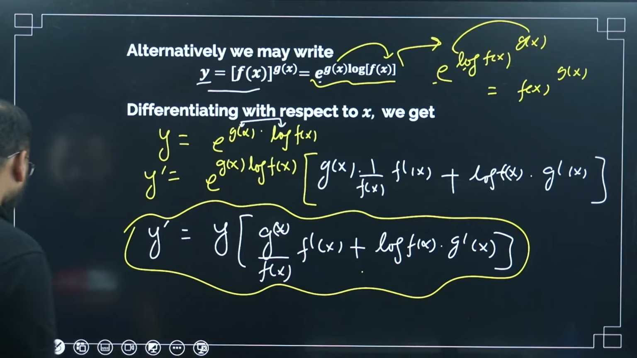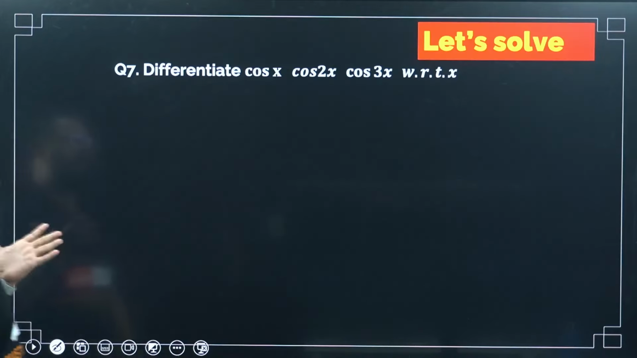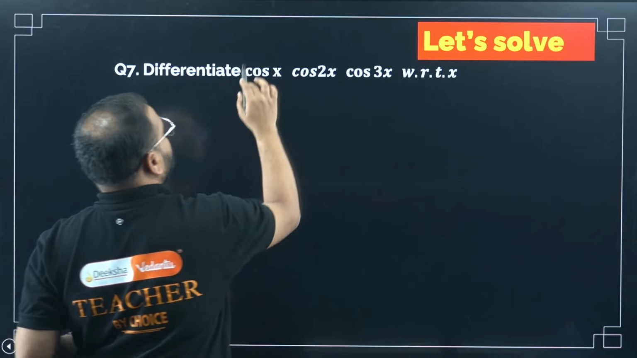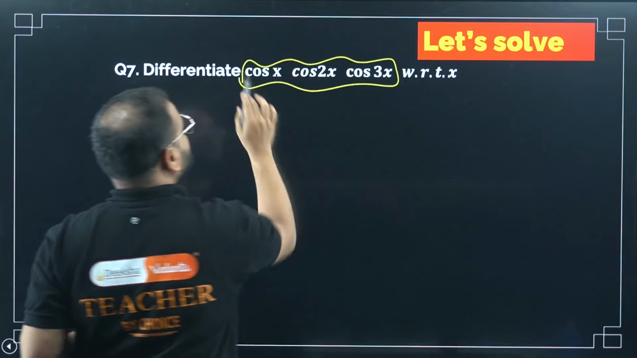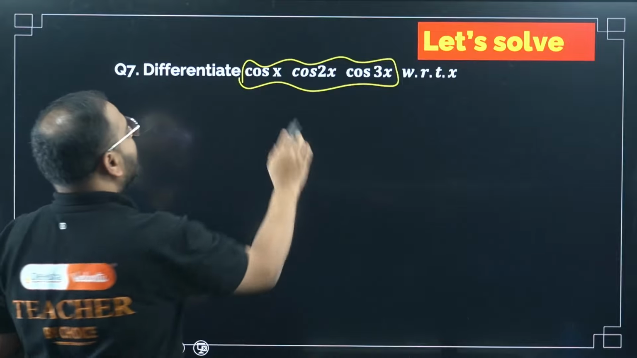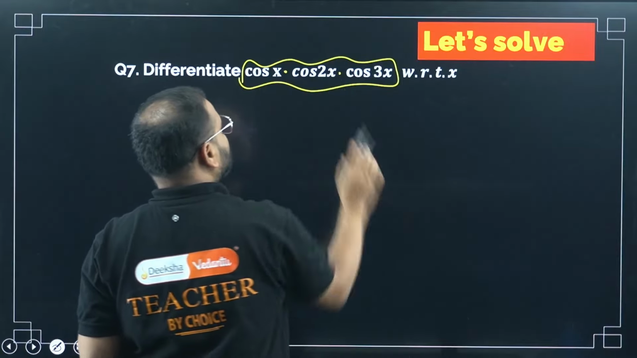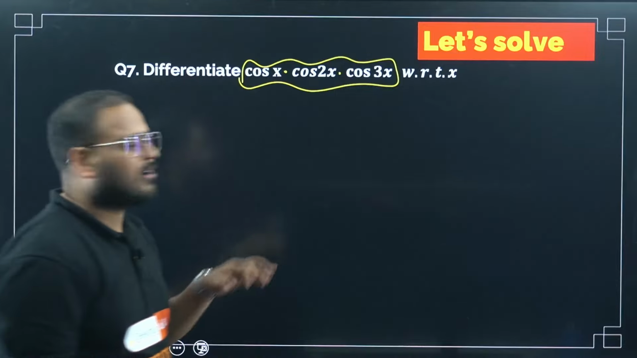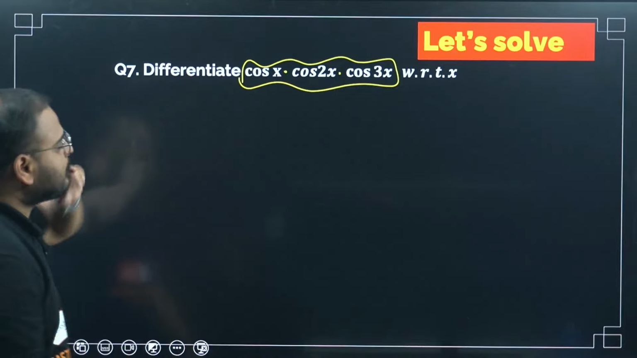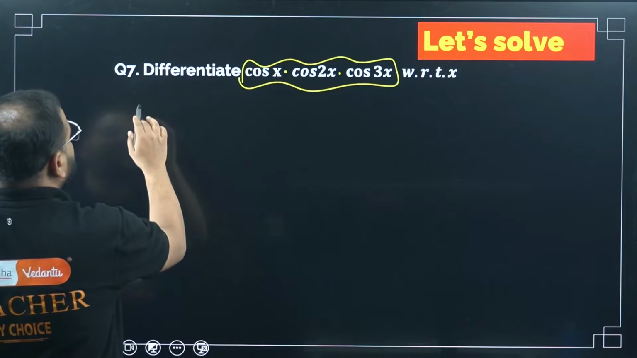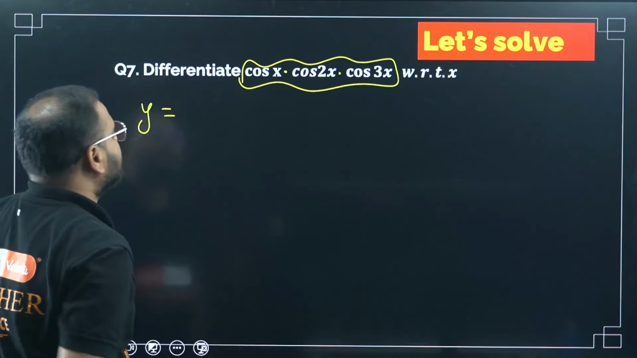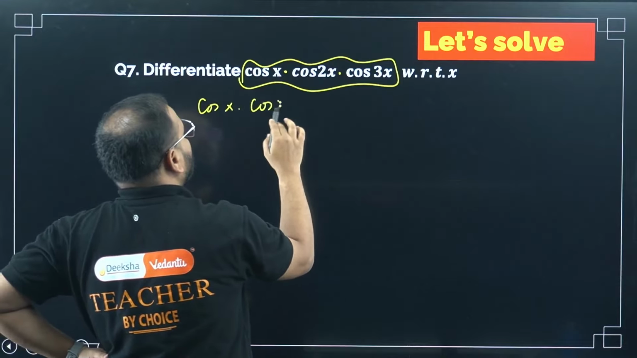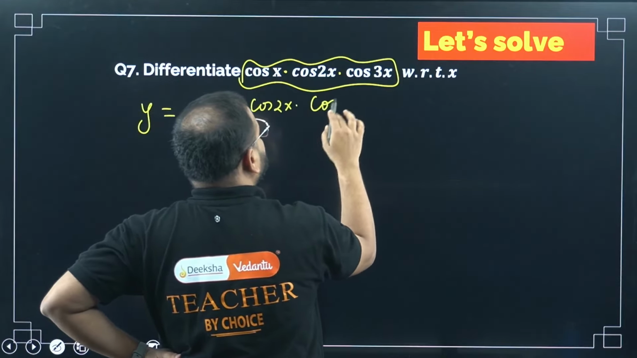Okay. All right. Next, let's move on to this problem. Differentiate cos x, cos 2x, cos 3x. All of this is in product. Cos x times cos 2x times cos 3x. Looks difficult? We don't have to use the compound angle formula. Let's see how. So first, we take y equal to cos x times cos 2x times cos 3x.